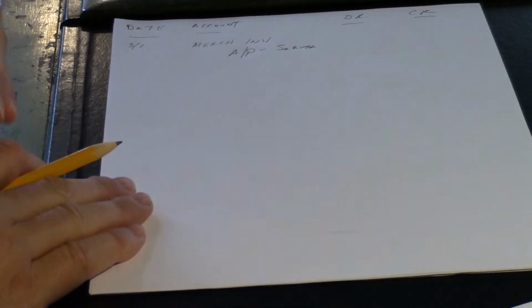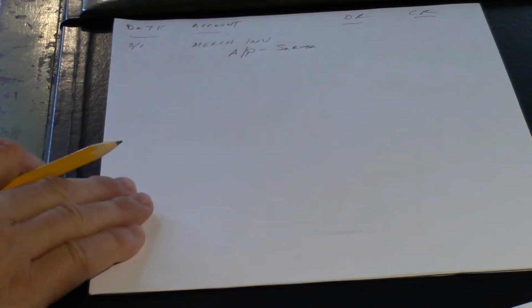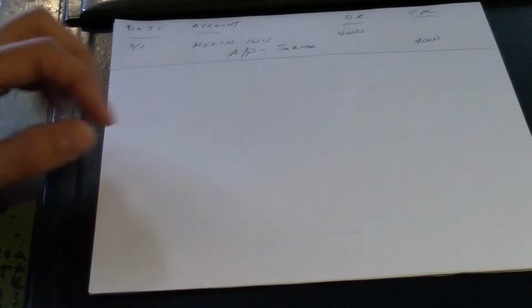It's important to make sure you're keeping track of who you owe. So it's not just an account payable, it's to a specific party. And 4,000. And we're done. That's easy. Purchases are kind of easy.